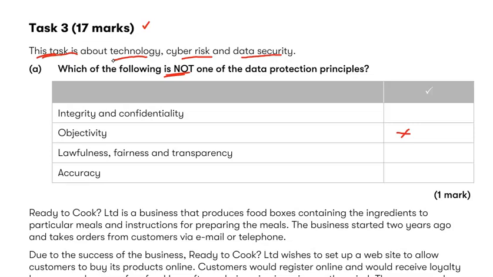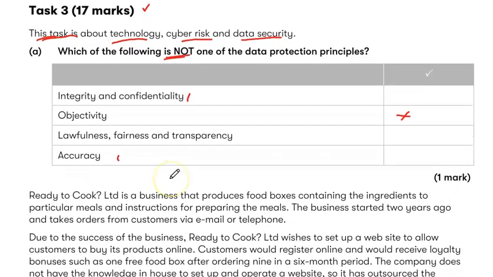Lawfulness and fairness, yes, we have to process the data lawfully. Fairness and transparency, the data should be accurate. And we have to make sure of the confidentiality of the data.